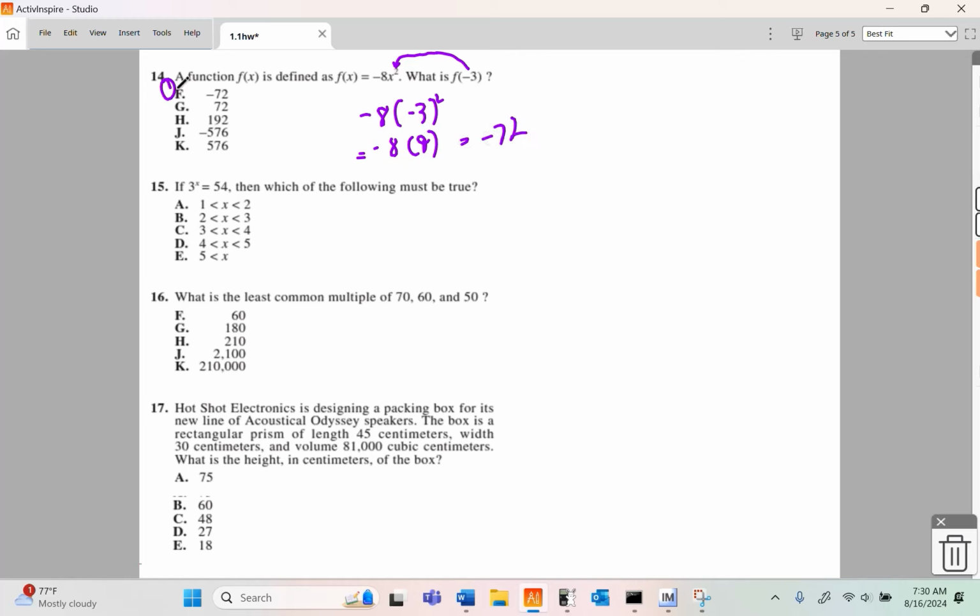If 3 to the x is 54, then which of the following must be true? This is always fun. It's saying these x values must be stuck between something. So if this one is the case, this says that 3 to the first is less than... 3 to the first is 3, and 3 to the second is 9. 54 does not lie between 3 and 9.